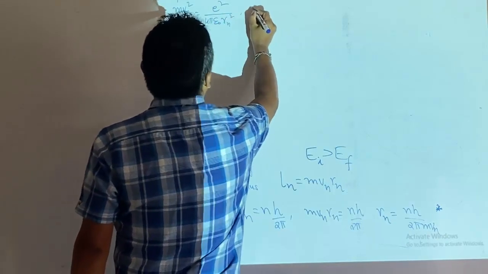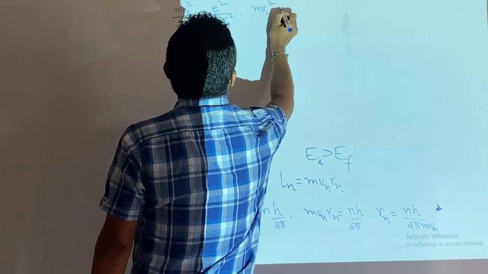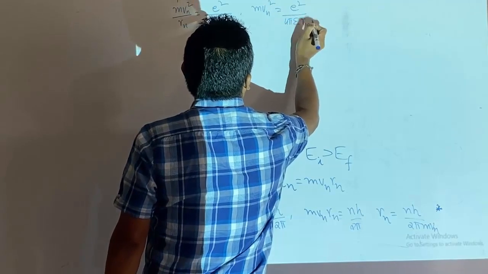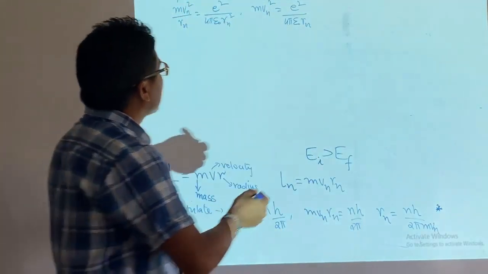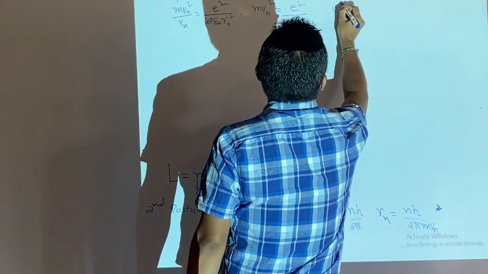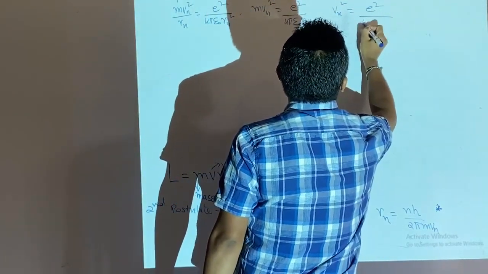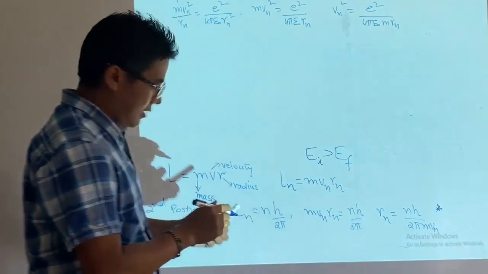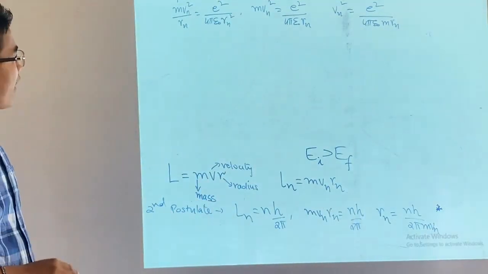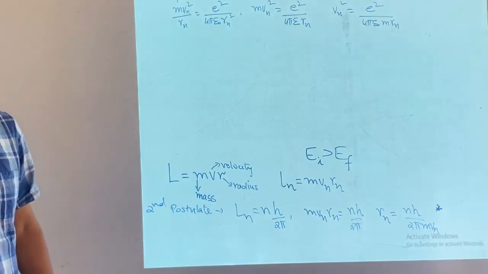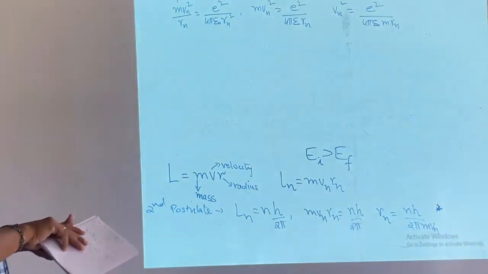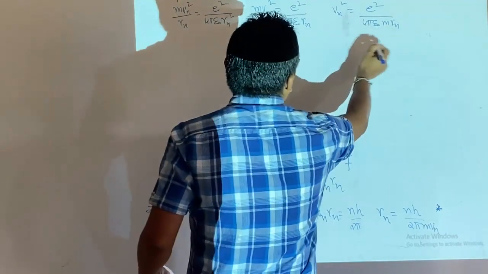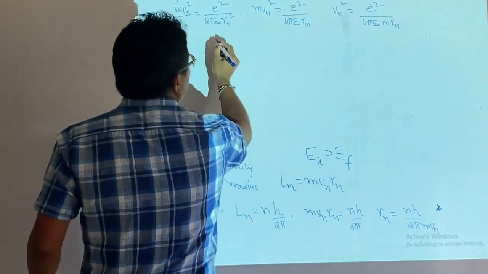And having this, I can say that Vn equals e square divided by 4 pi epsilon naught Rn. So this is what we have, and I can say that Vn can be written as e square over 4 pi epsilon naught m Rn. Having this, now what I'm going to do is substitute the value of Rn. I'm sorry, this is m. This m goes here.